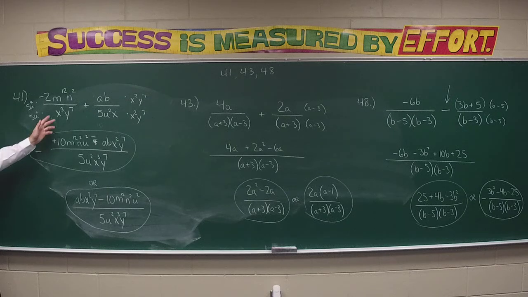Or 20, I guess, actually. 4 and 10 could go into 20. 20, u squared x cubed y to the 7th. It worked as well. And then from here, again, you just figure out what's missing.